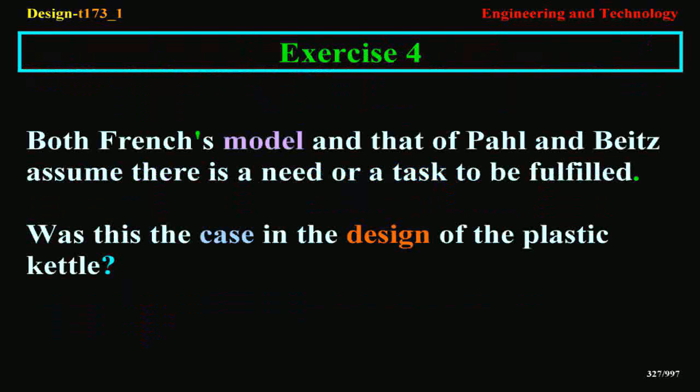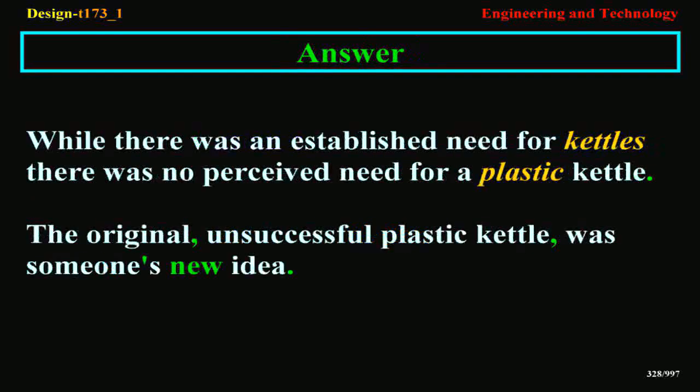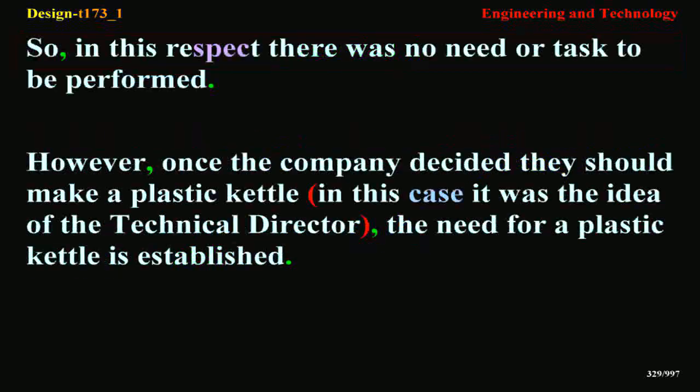Exercise 4. Both French's model and that of Pahl and Beitz assume there is a need or a task to be fulfilled. Was this the case in the design of the plastic kettle? Answer. While there was an established need for kettles, there was no perceived need for a plastic kettle. The original, unsuccessful plastic kettle was someone's new idea. So, in this respect there was no need or task to be performed.